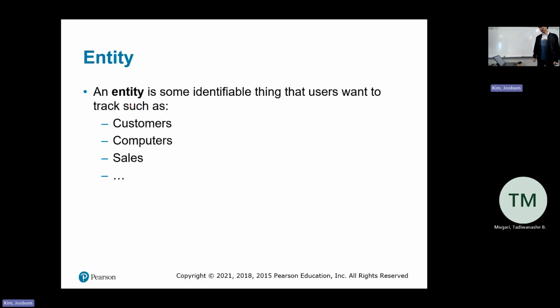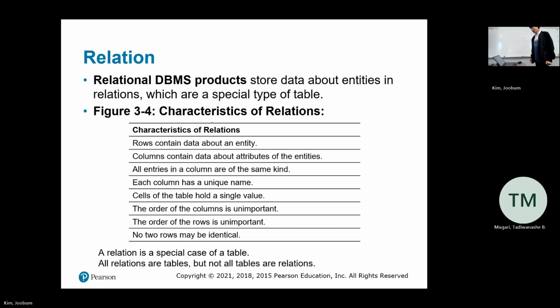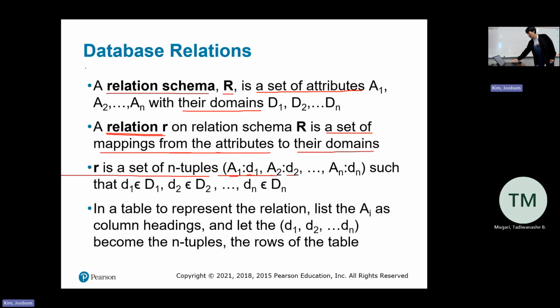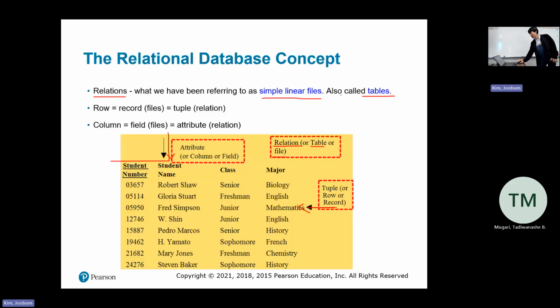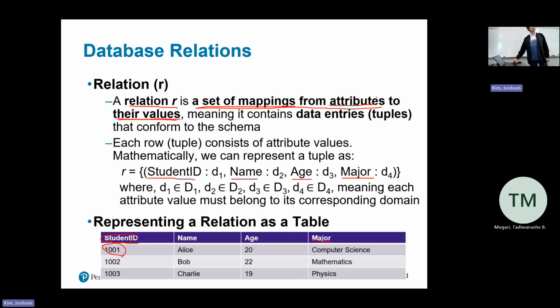Then the next one is entity. You know the entity, right? The identifiable things like customer, computer, student, employee, salesperson, and so on. These can be an entity. Then take a look at more detail about relations. In the previous page, we said a relation is a simple linear file or table. You can say that, but there are some conditions.